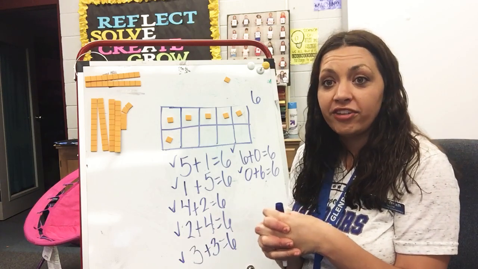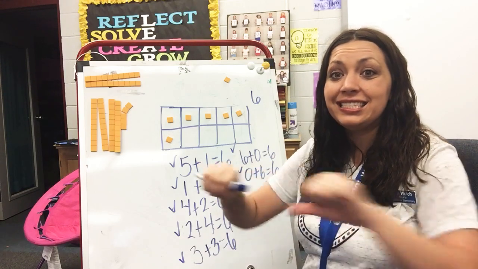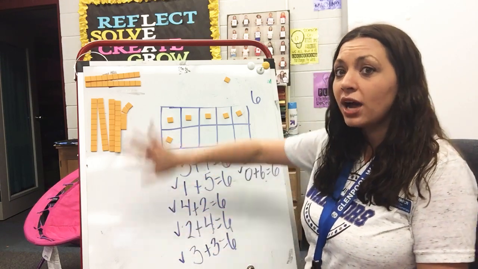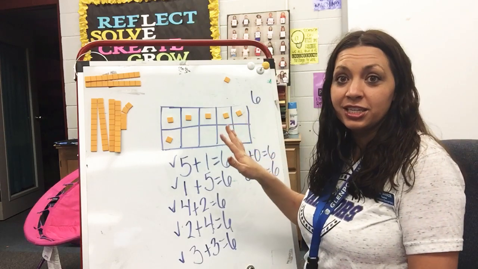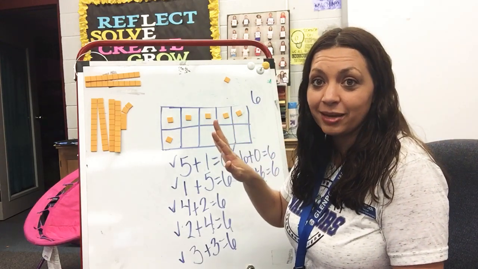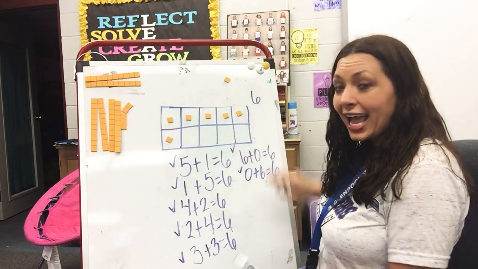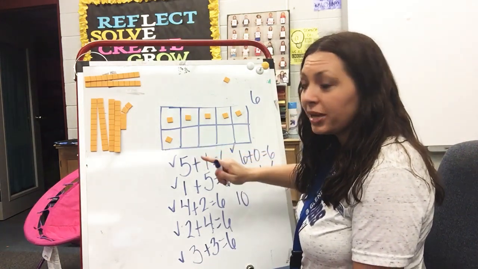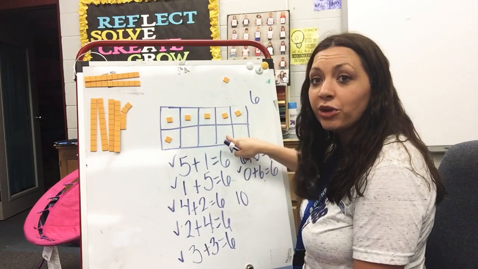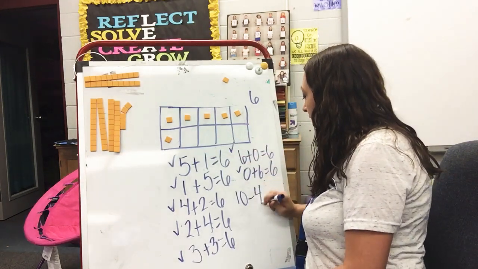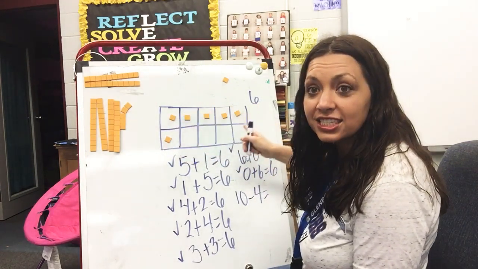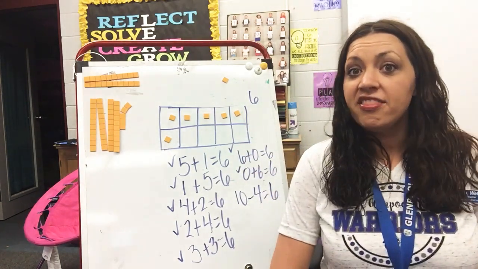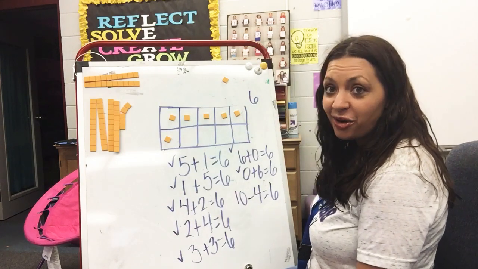Now I'm going to try to find some ways and some numbers that I can decompose and take apart to make 6. So right off the bat, this 10 frame tells me an awesome way to decompose another number. I know there's 10 in all, and I can count my empty spaces, 1, 2, 3, 4, and then I know that I have 6 spaces that are filled. So 10 take away 4 equals 6. That's one I can just look at and know.